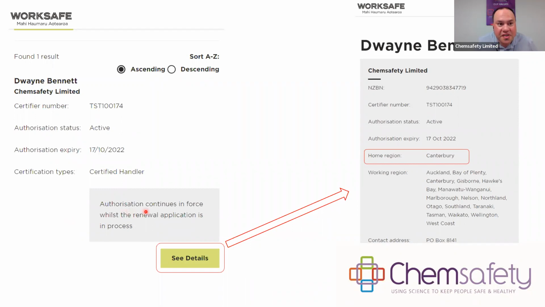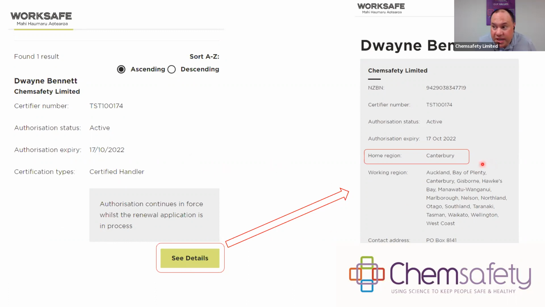So those of you with the eagle eyes out there might notice that my authorization expiry date was the 17th of October. However, I have received some proposed emails from WorkSafe just yesterday, actually, about my renewal. So I'm quite happy about that. But anyway, what you need to do for any of the compliance certifiers that you're looking up for your certified handlers is you need to see the details.